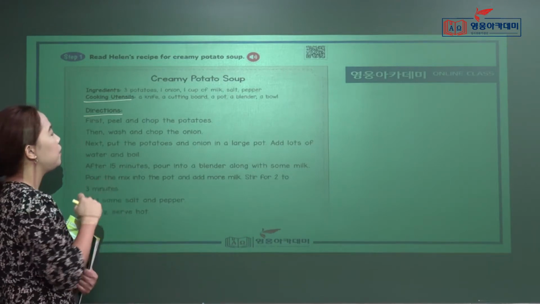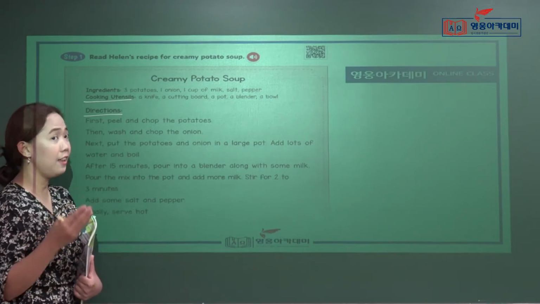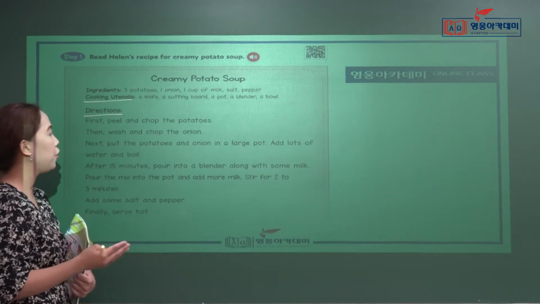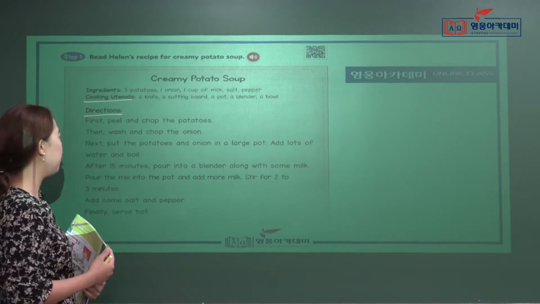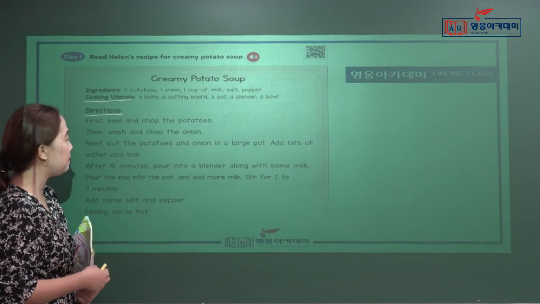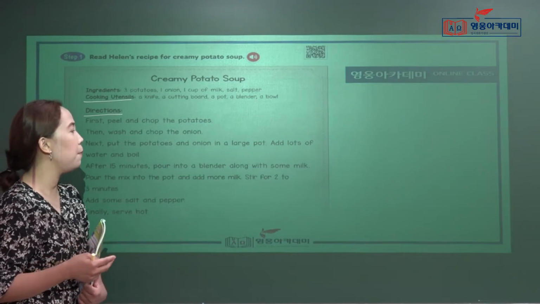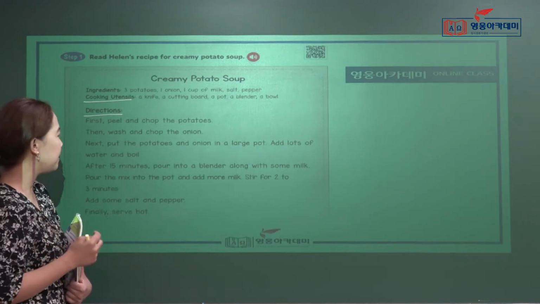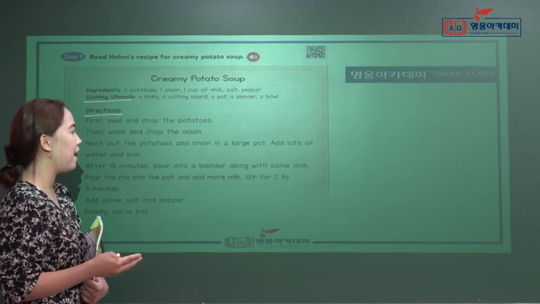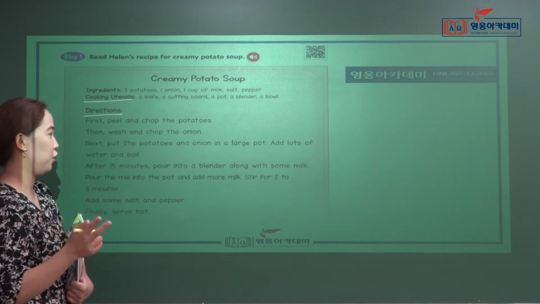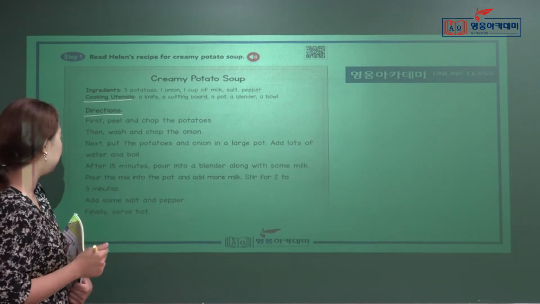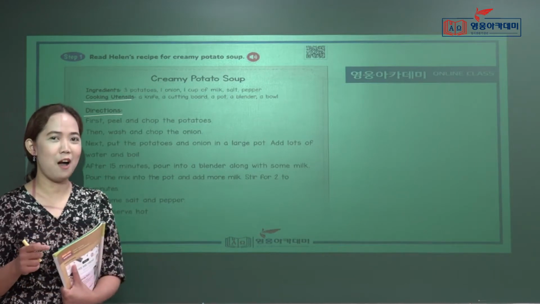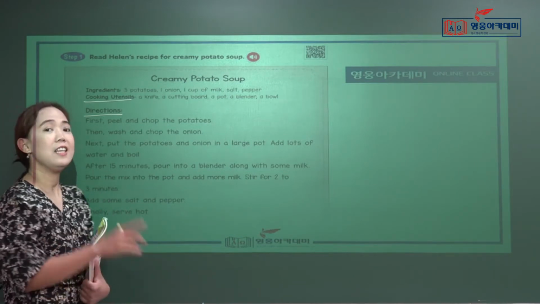Next, put the potatoes and onion in a large pot. Add lots of water and boil. Very good. After 15 minutes, pour into a blender along with some milk. Pour the mix into the pot and add more milk. Stir for 2 to 3 minutes. Add some salt and pepper. Finally, serve hot. All right, let's read it one more time.